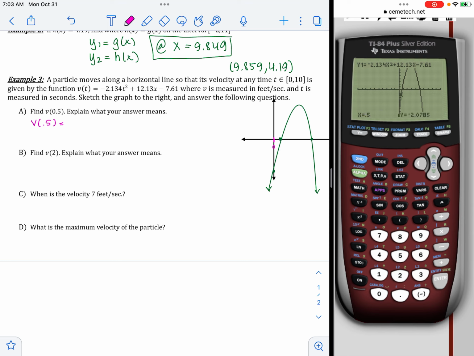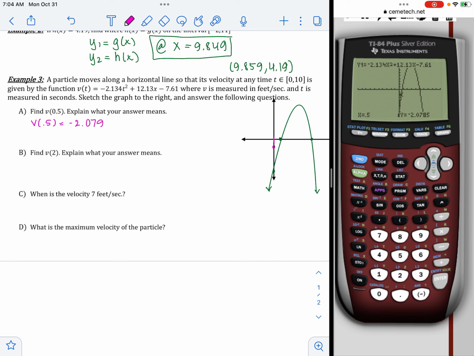is negative 2.079, and then we are going to round to 3 decimal places. Explain what the answer means.